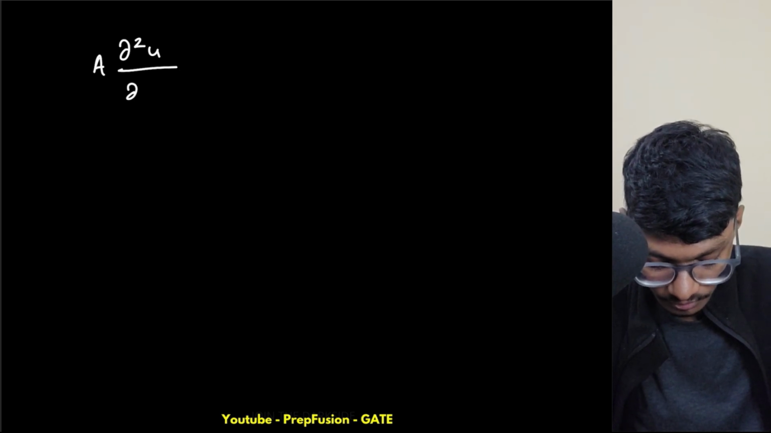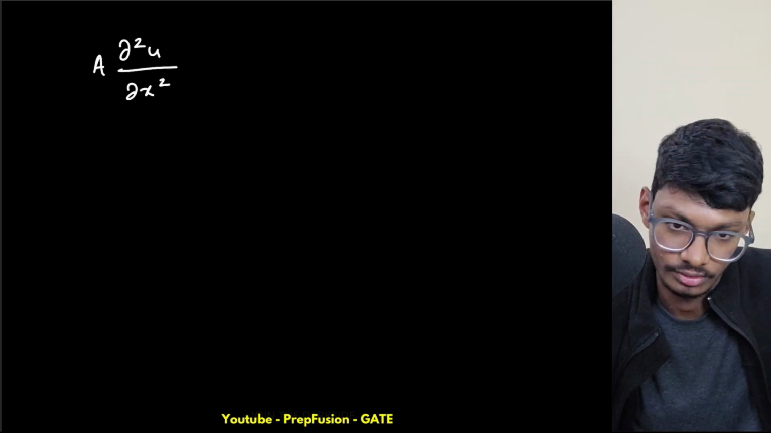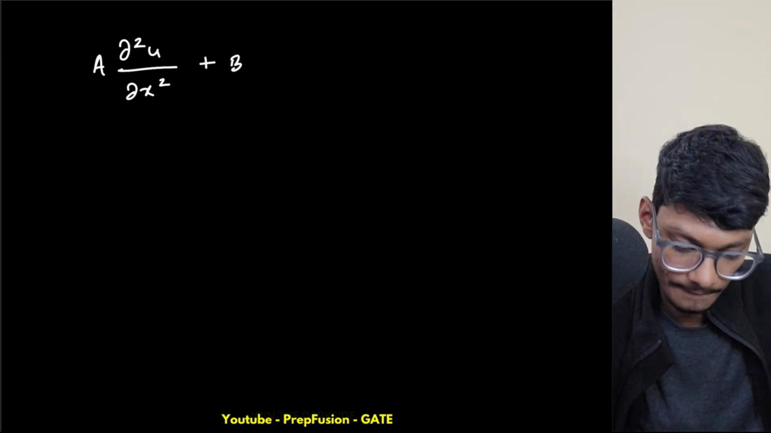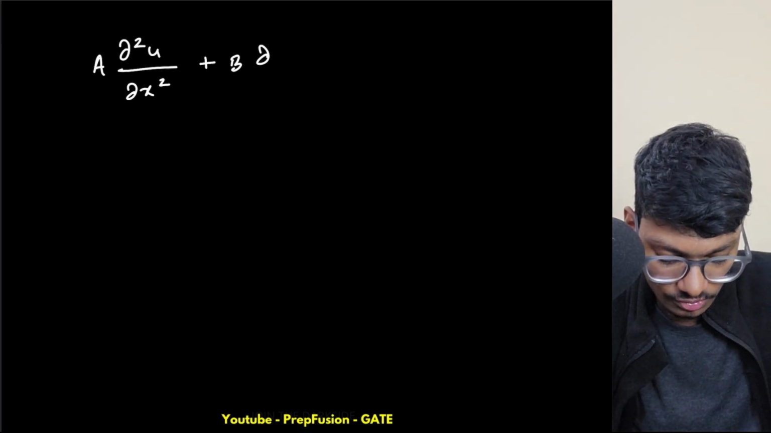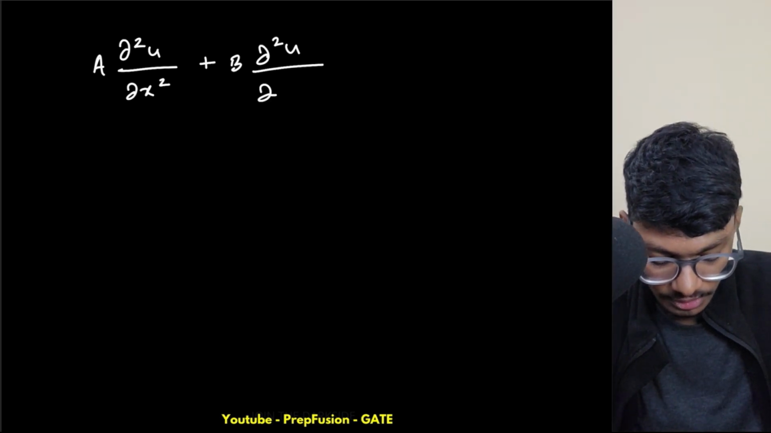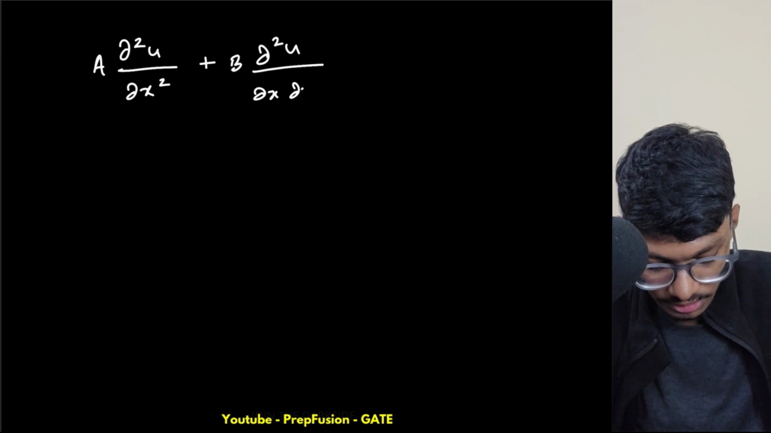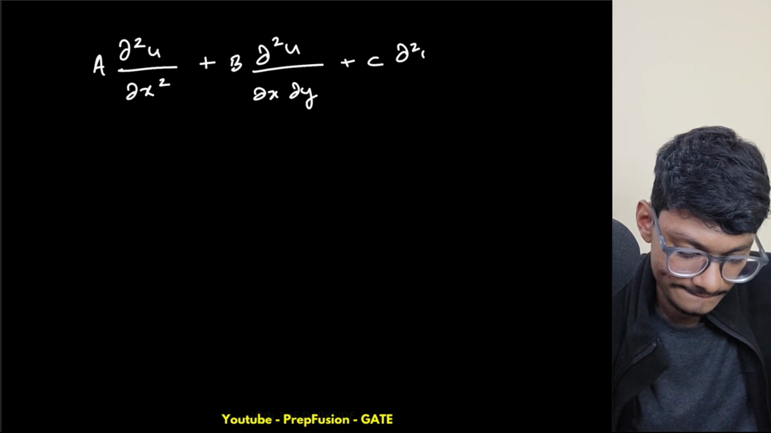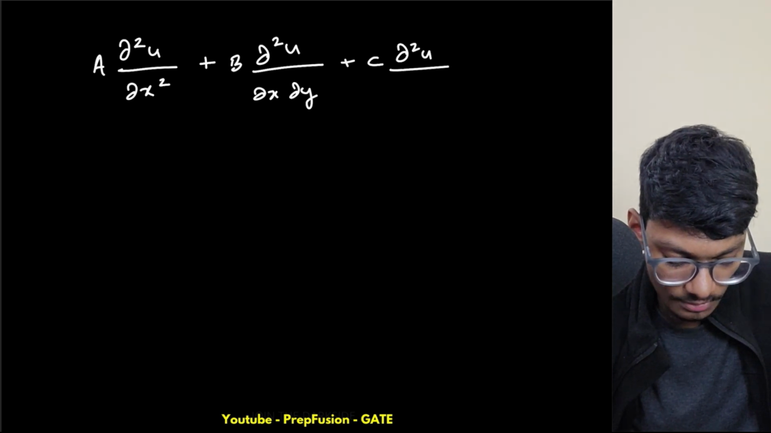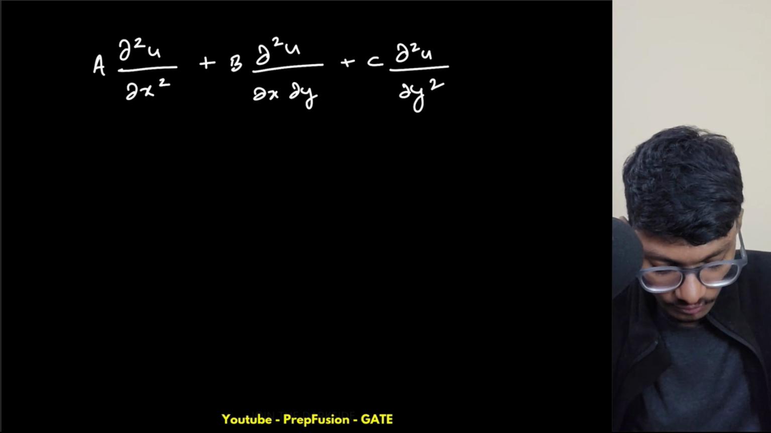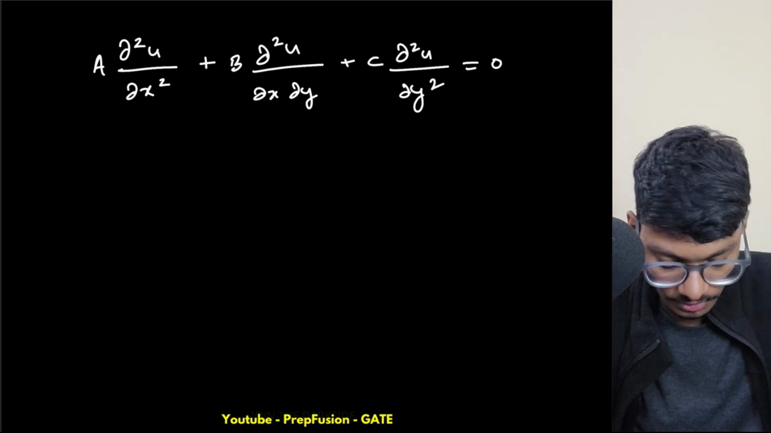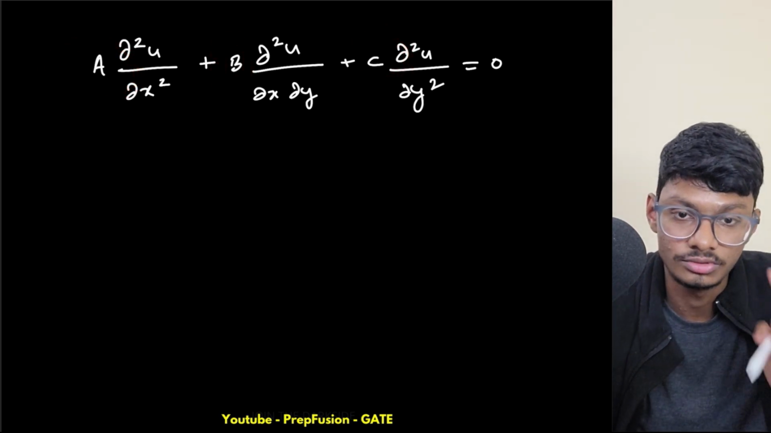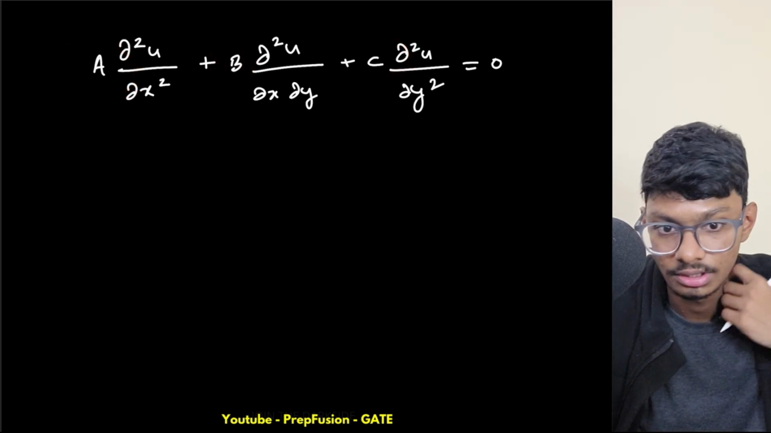A del square u by del x square plus b del square u by del x del y plus c del square u by del y square. Other things are also there, we will ignore them for now, equals 0. Now here the coefficients of these terms will decide the nature of your curve, the x and y. Okay, very important.